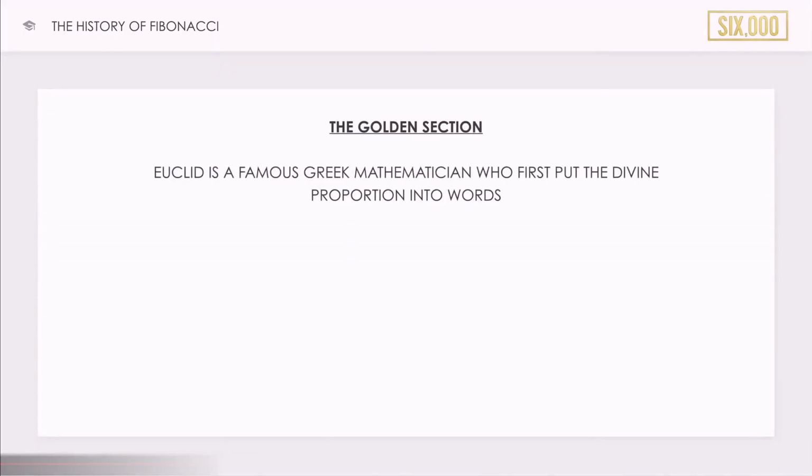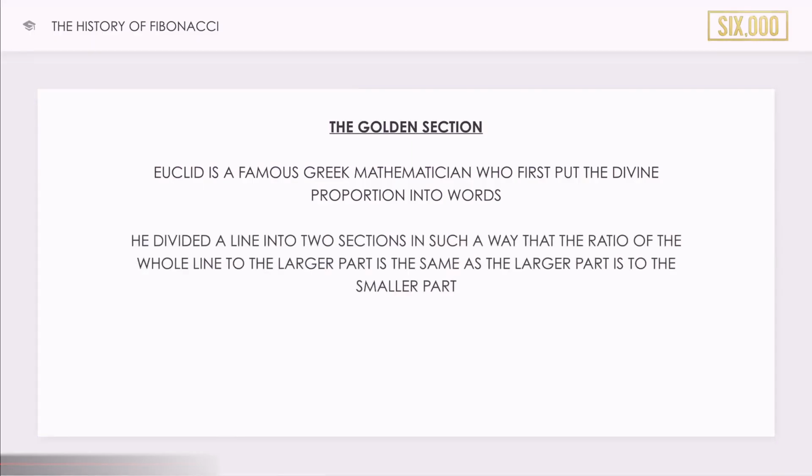So the golden section, Euclid is a famous Greek mathematician who first put the divine proportion into words. So Leonardo Fibonacci, or Leonardo of Pisa, wasn't the first to have any findings of the golden ratio. There were many years and centuries before him. Now, he divided a line into two sections in such a way that the ratio of the whole line to the larger part is the same as the larger part is to the smaller part.